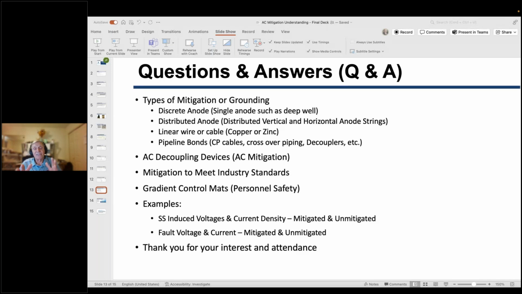The problem is this is why you need to have coupons. This is why you need to have things where you can monitor what's going on with the pipe. But once that's recognized, you also have another standard for safety. So you have an OSHA standard for 15 volts. So there's many ways to look at that question.